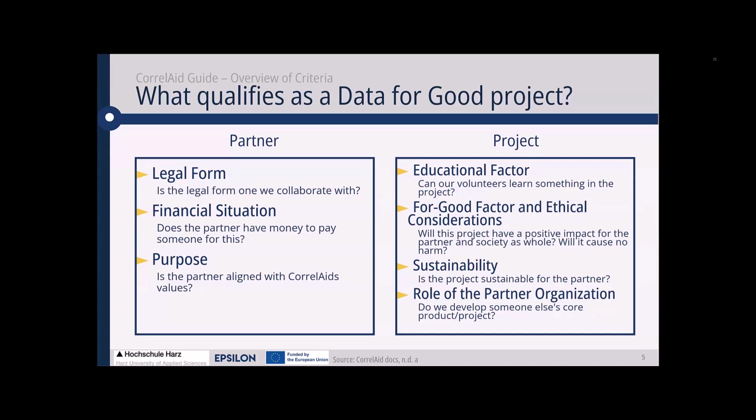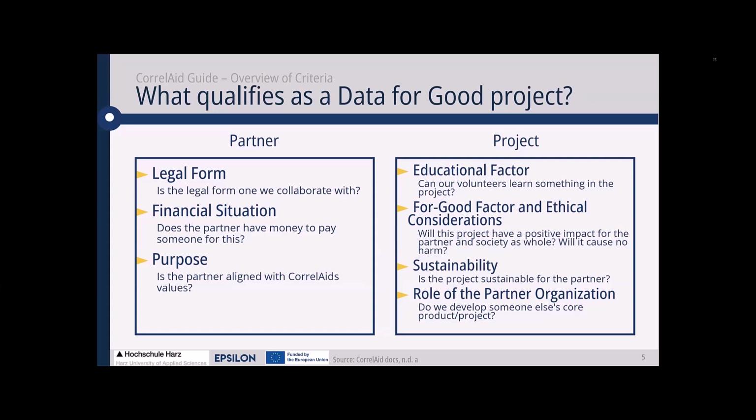And then, especially relevant for data science or data-driven projects, is the question of sustainability. This means, is the project sustainable for the partner? That is, you are working on a complex data science project. Is there any person on the other side, on the partner side, who is able to work with the results that you create? So this is what you have to ask yourself.